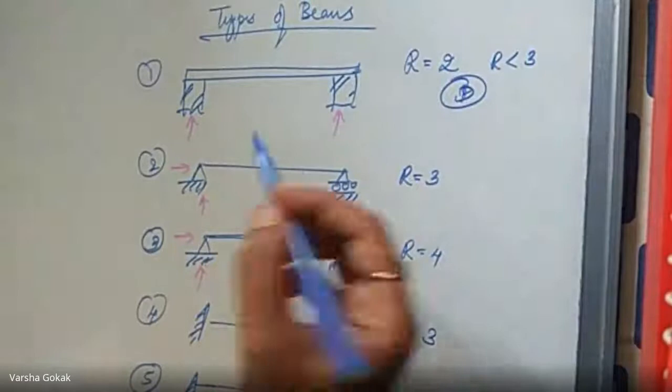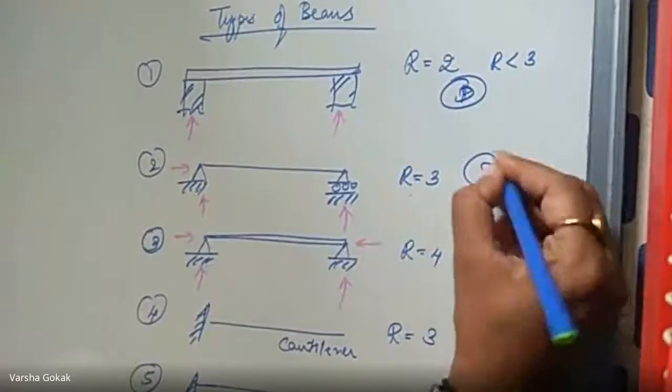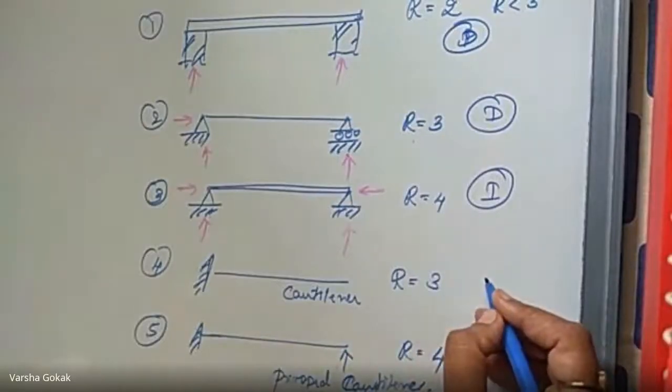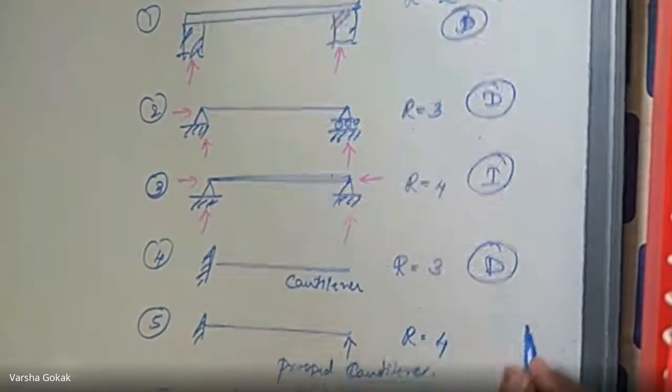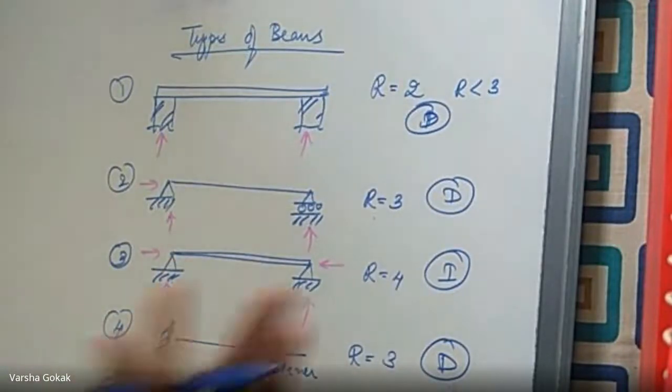What about the next one? Determinate, which is also determinate. Third one, both sides hinge. Indeterminate. Cantilever beam, determinate, correct. And a propped cantilever, indeterminate. Right. So these are your determinate and indeterminate meanings, based on the equations of equilibrium.